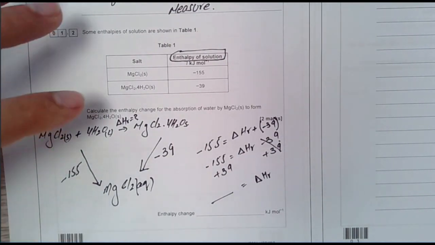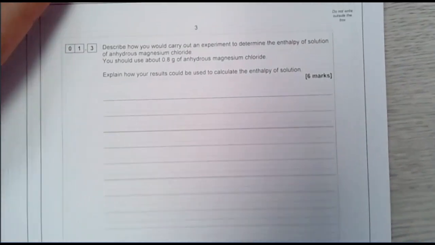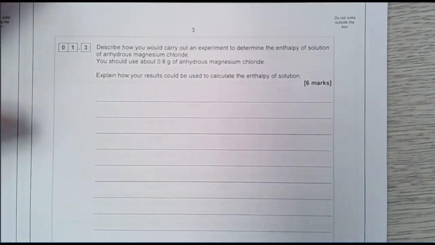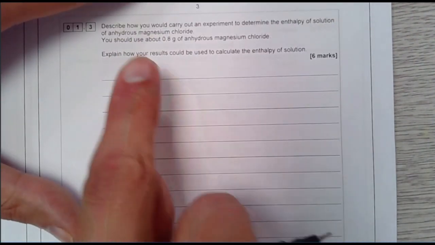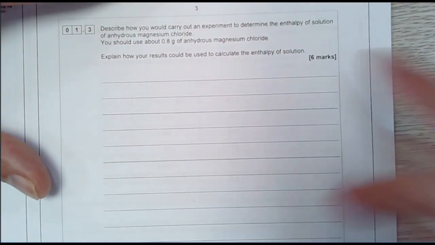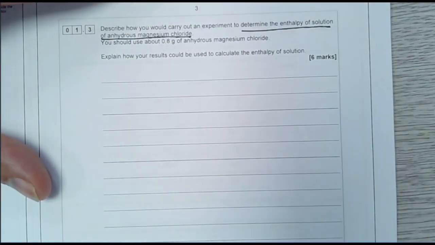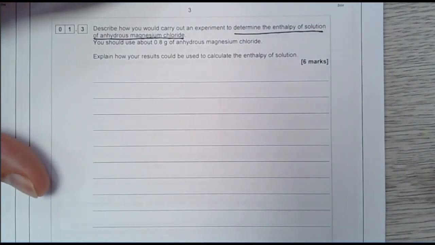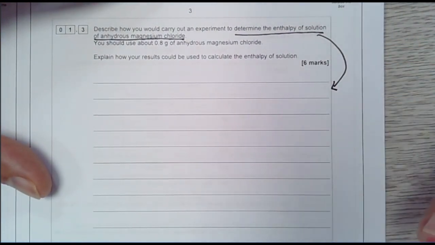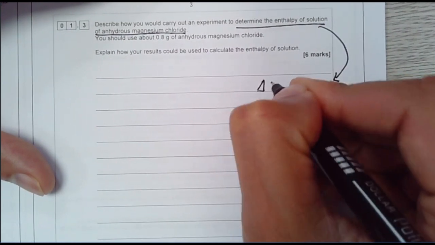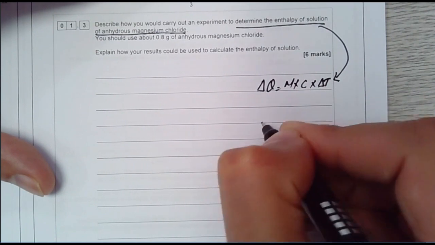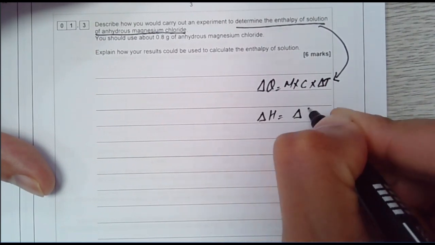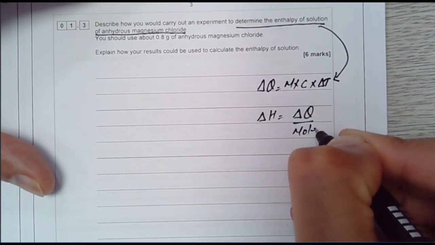Done? Okay. Now in your exam, there will be questions like these as well. Who knows? There might be a question on determining the enthalpy change of solution. So you make sure you know the process here. It says describe how you would carry out an experiment to determine the enthalpy of solution of anhydrous magnesium chloride. So whenever we have to work out the enthalpy, there are two steps involved. What are those two steps? We do delta Q equals M times C times delta T. And then we do delta H is equal to delta Q over moles.